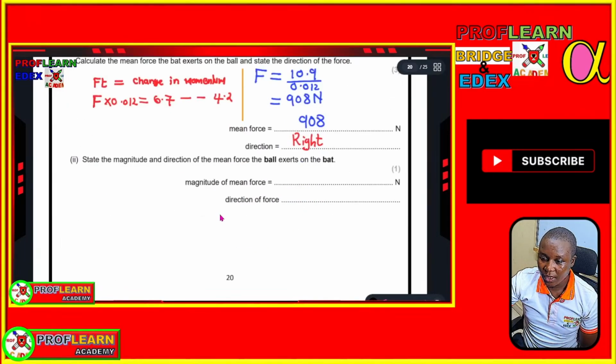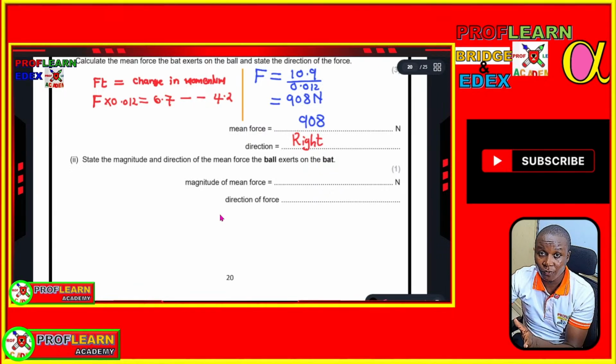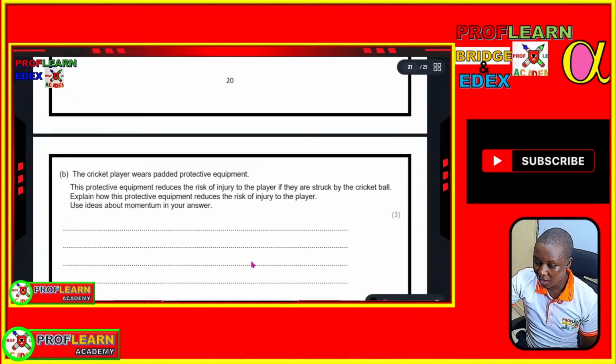State the magnitude and direction of the mean force the ball exerts on the bat. It will be the same. For every action force there is an equal reaction, which is going to be 908 as well, but the direction is going to be to the left. So that's one. I think that one is okay.